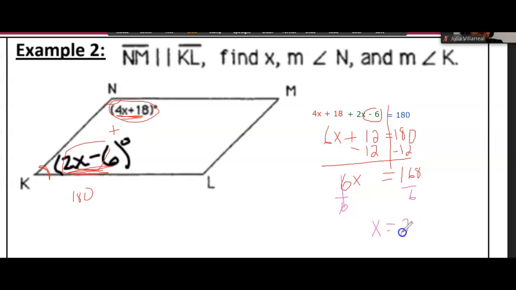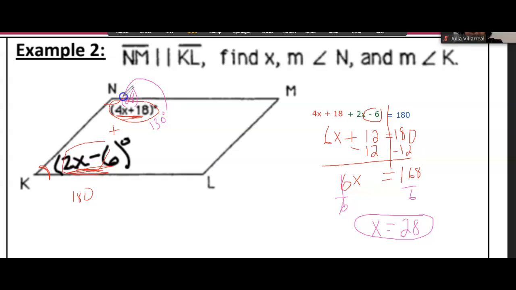Good, 28. So x equals 28. That's just x. So now I have to go back up here and find the angles. So 4 times 28 plus 18. So what is 4 times 28 plus 18? Put it on pause so you can do it. 4 times 28 plus 18 is 130. So this angle right here is 130 degrees.